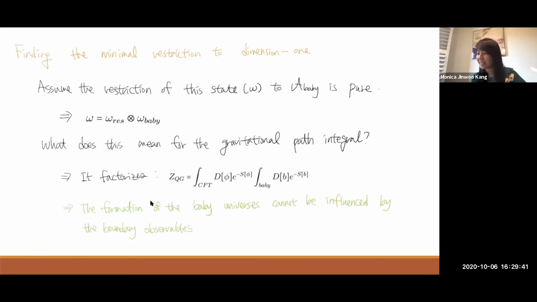So what does it really mean with respect to the gravitational path integral if you allow this to happen? That means it factorizes in the path integral formalism, meaning the formation of the baby universes cannot be influenced by the boundary observables, as they are given a separate integration sum. This is also the reason given in the analysis by Marolf-Maxfield and McNamara-Vafa when they analyzed the baby universes. So this is an identical statement, from the algebraic perspective, to saying that the restriction of the state to the baby universe algebra is pure. Any questions?